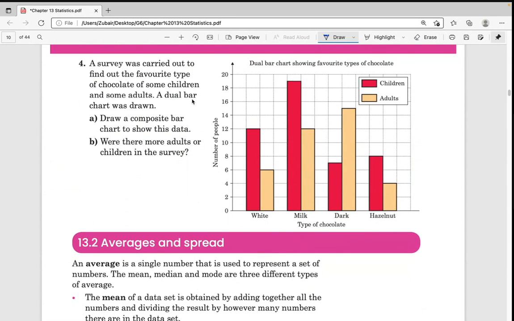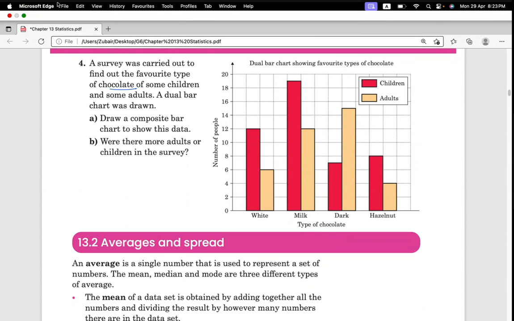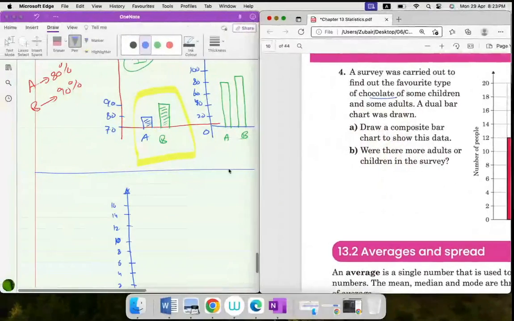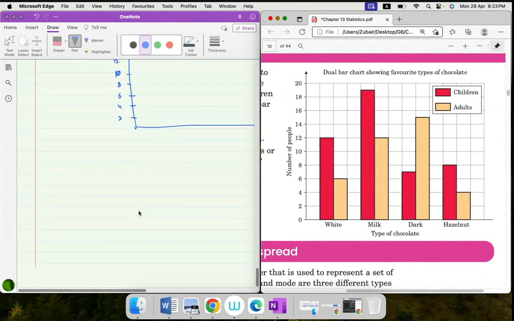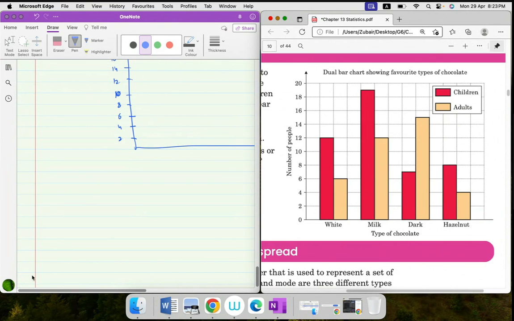Question 4. A survey was carried out to find out the favorite type of chocolate among some students and some adults, and a dual bar chart was drawn. Draw a composite bar chart to show this data. Can you do that? Yes, I can do it, sir. Let's do that together. Composite bar chart.